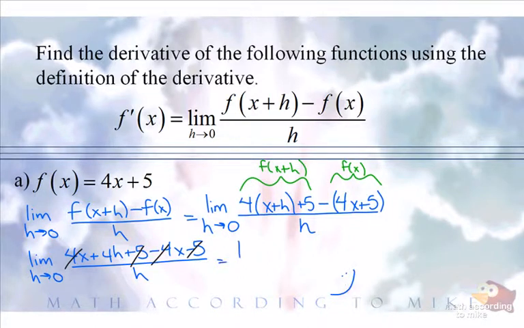So we'll have the limit as h approaches 0 of 4h over h. What is 4h over h? 4. What's the limit as h approaches 0 of 4? 0? 4 is a constant. Oh, so then it's equal to 4. Very good.